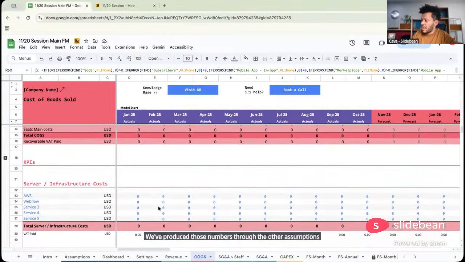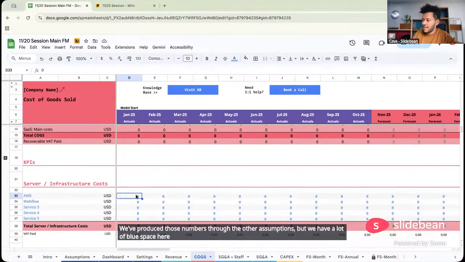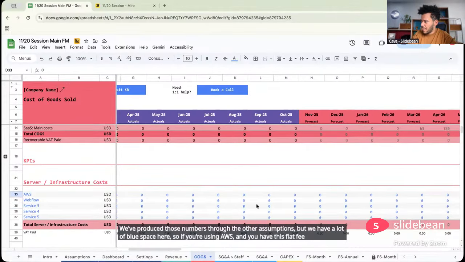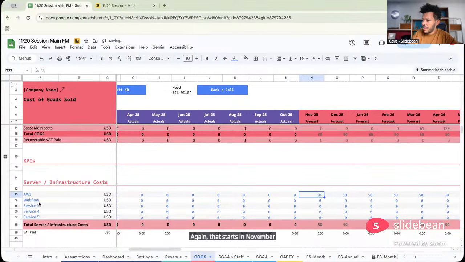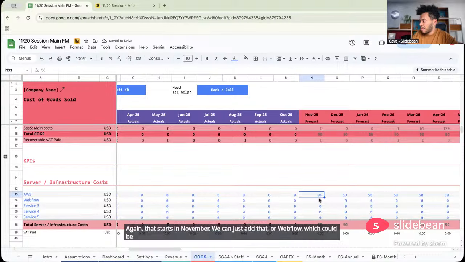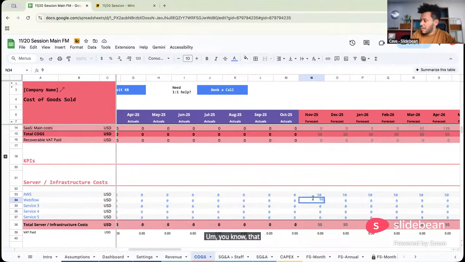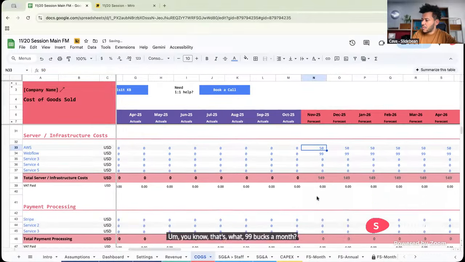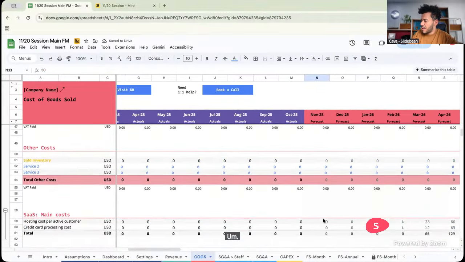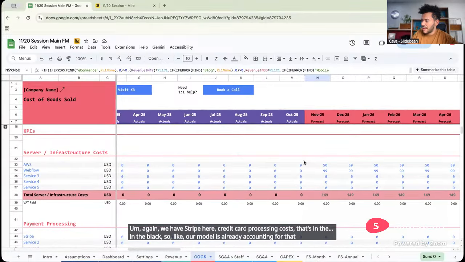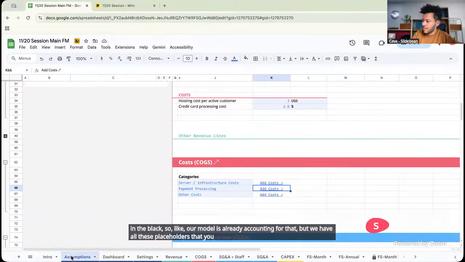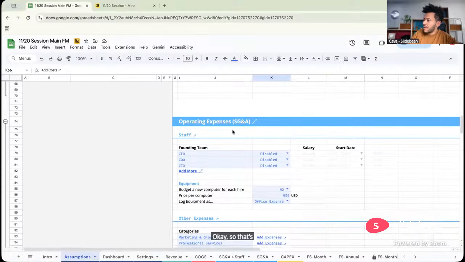But we have a lot of blue space here. So if you're using AWS and you have this flat fee for some hosting thing that you have to pay, again, that starts in November. We can just add that, or Webflow, which I love. It's our website builder. That's what, $99 a month. So we can just forecast for that as well. Again, we have Stripe here, credit card processing costs. That's in the black, so our model is already accounting for that. But we have all these placeholders that you can use for other stuff. Okay, so that's costs. Let's look at operating expenses, right?